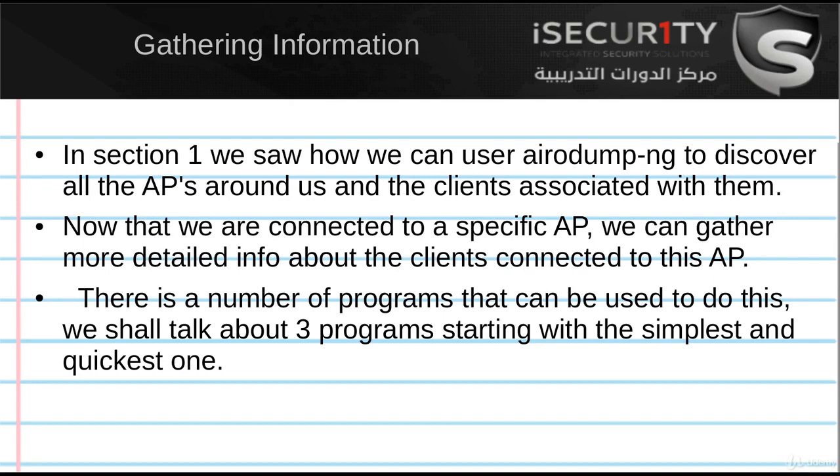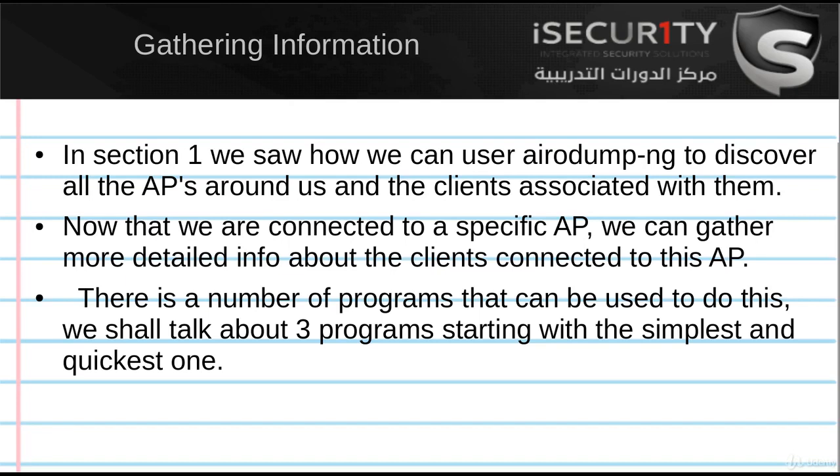if we're trying to hack them. In section 1, we saw how we can use AeroDumpNG to discover the connected clients. We saw in the second part of the AeroDump output how we can see the associated clients and their MAC addresses. That was about it. That's everything we can get before we can connect to the target access point. Now, after connecting, we can gather much more detailed information about these devices.